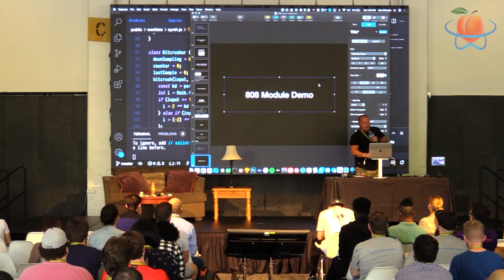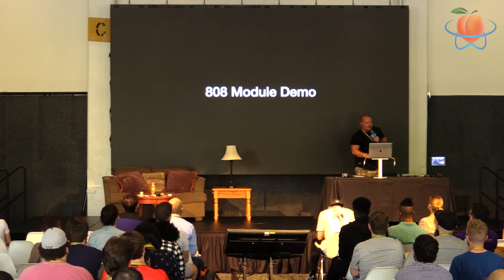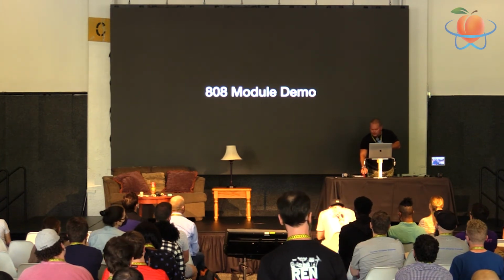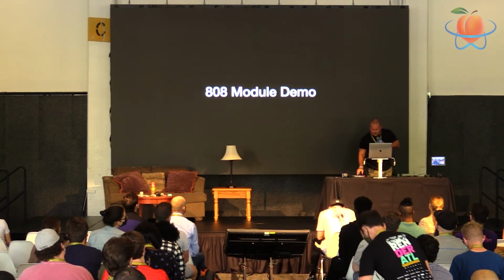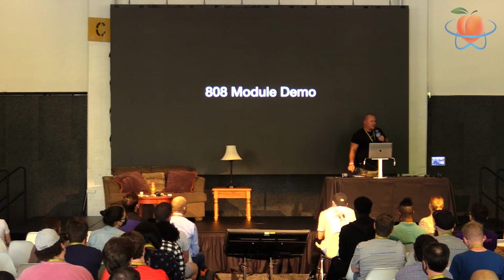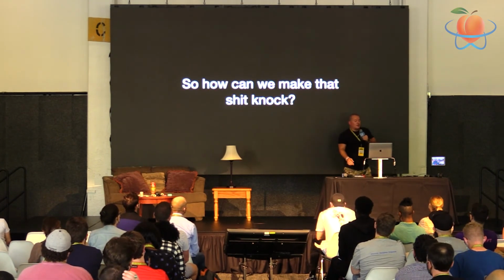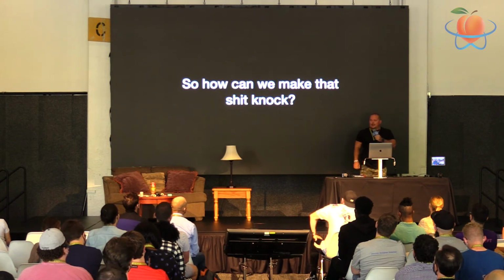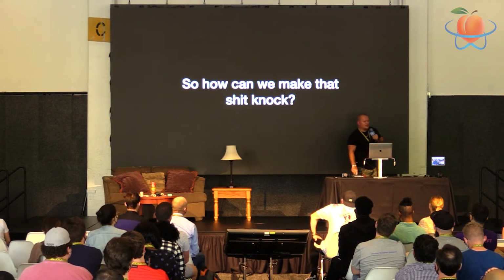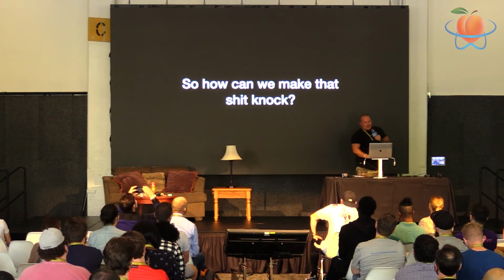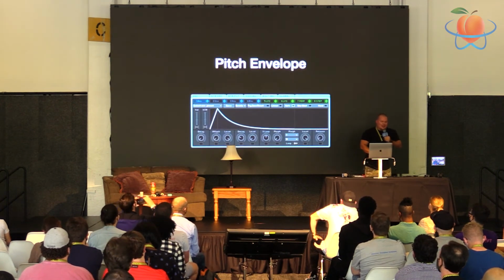I'm not trying to edit this, I'm trying to go through it. So that's fun. We have this cool sonar sounding thing, but it doesn't really knock. It's not that dope. So how can we make that knock? A lot of times people think 808 is just a sine wave. So there's a couple steps to making this knock.